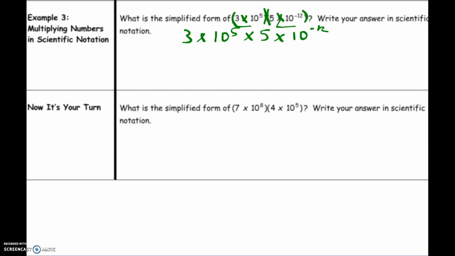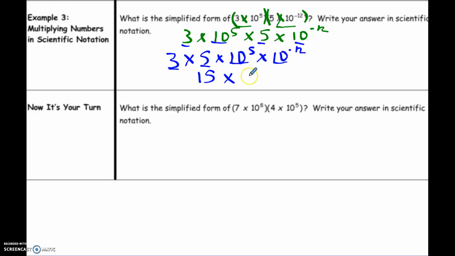And you can rewrite it in a different order by putting the number parts together, 3 times 5, and putting the powers of 10 together, times 10 to the 5th times 10 to the negative 12th. Then you just multiply. 3 times 5 is 15 times 10 to the 5th times 10 to the negative 12th. Those are like bases, so I add the exponents to get 10 to the negative 7th.